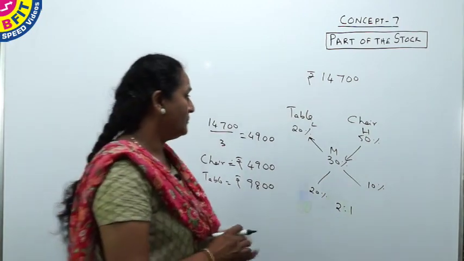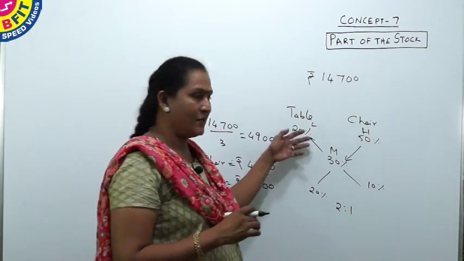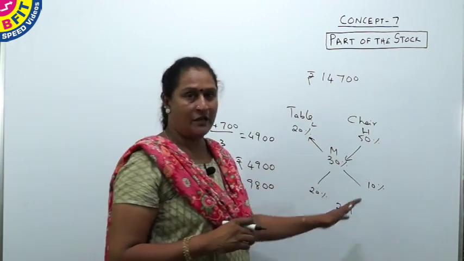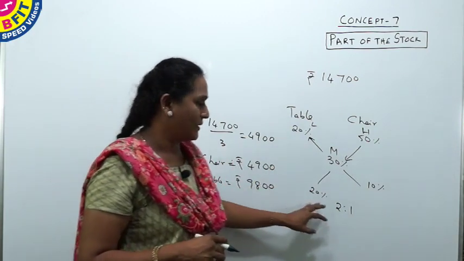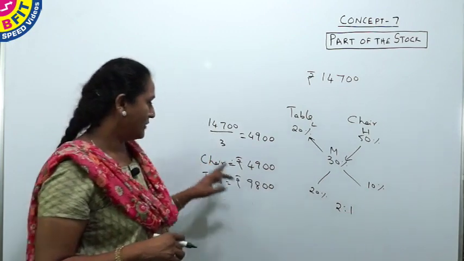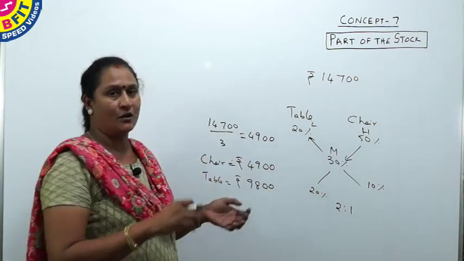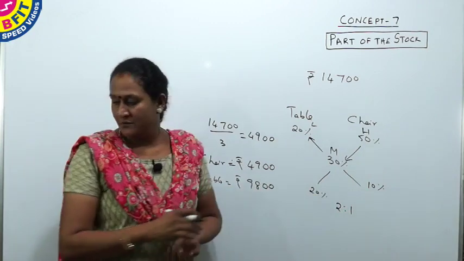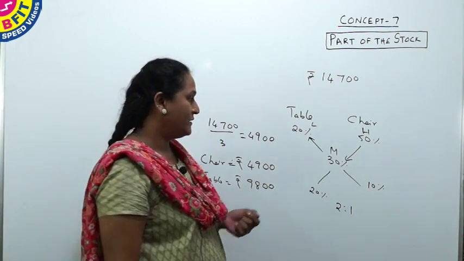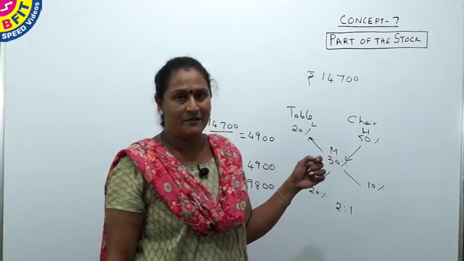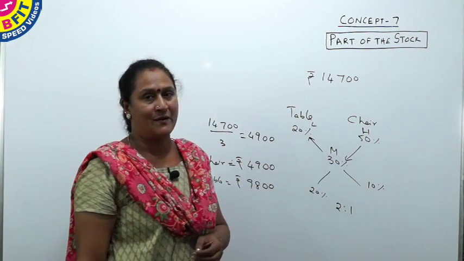So in this question, part of the stock is not given, total cost is given. So using the alligation process, we have found the ratio of cost of table and chair, and then dividing the total cost by the total parts, getting value of one part, cost of chair and cost of table is got. So for this type of question, here they have given overall 30% profit. So with this 30% profit, we have found the ratio 2:1.